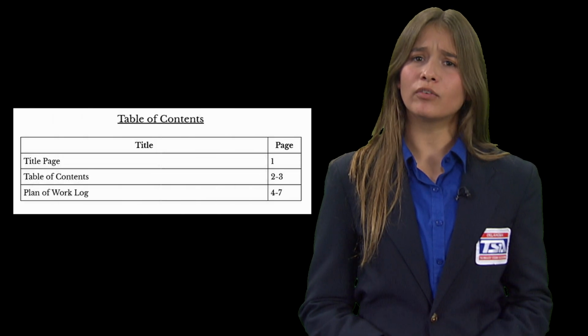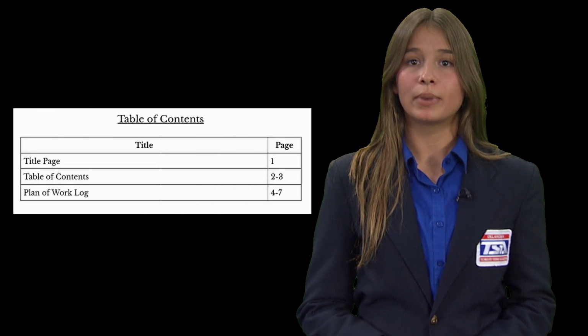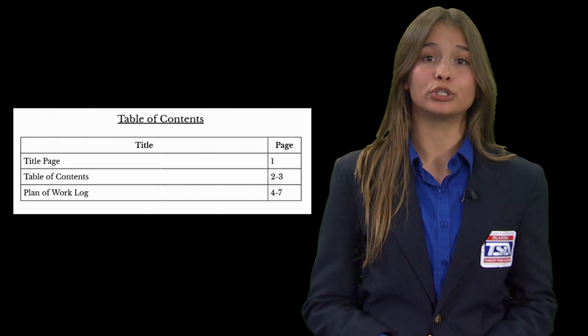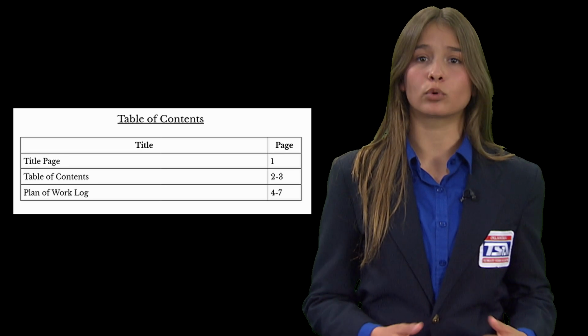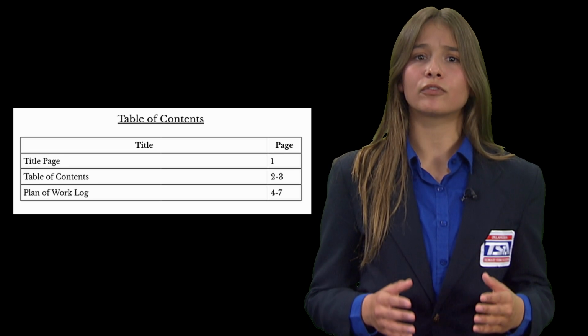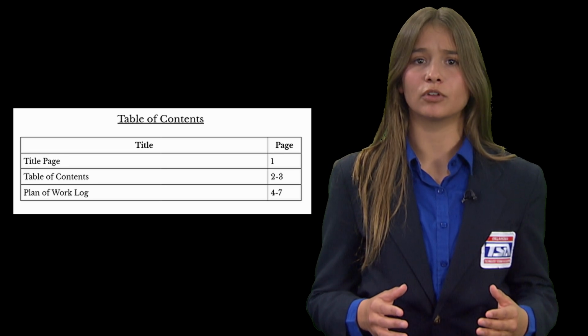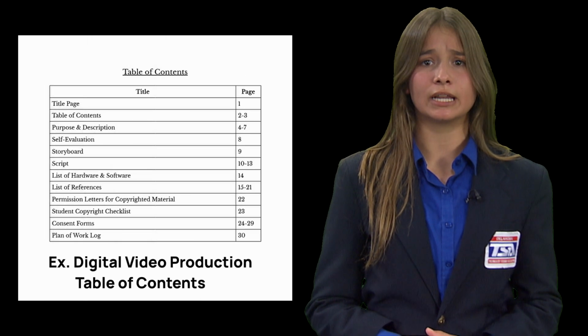The second item is your table of contents. The items in your table of contents should be formatted in sequential order from top to bottom. For example, if you have a portfolio with the following format, page 1 being your cover page, page 2 to 3 your table of contents, and page 4 to 7 your plan of work log, indicate the first page of each component in the table of contents, as seen on the screen. And of course, don't forget to update it as you add more pages to your portfolio, especially your plan of work log.